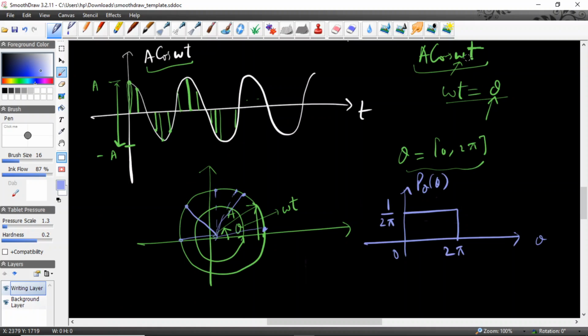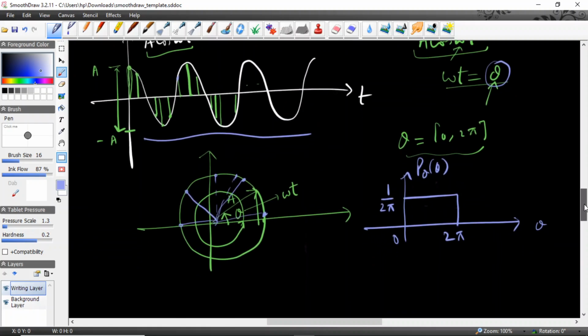So we have a cos omega t, which is a sinusoidal signal, and we are sampling it randomly. The sample so generated, we call it a random variable x. But if you see these samples, they are basically a function of theta, and theta will have a uniform PDF between 0 and 2 pi, because t can take any random value, so theta can also take any random value. So the probability of taking any value between 0 to 2 pi will be the same. That is why you have a uniform PDF.